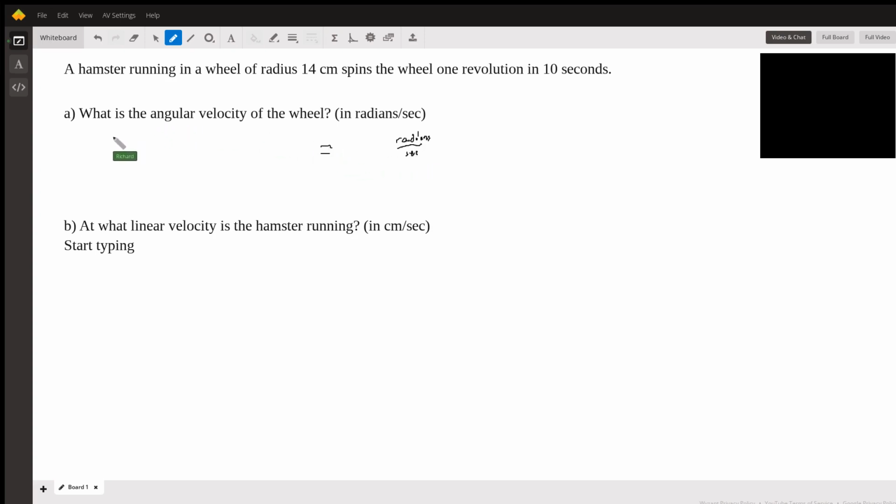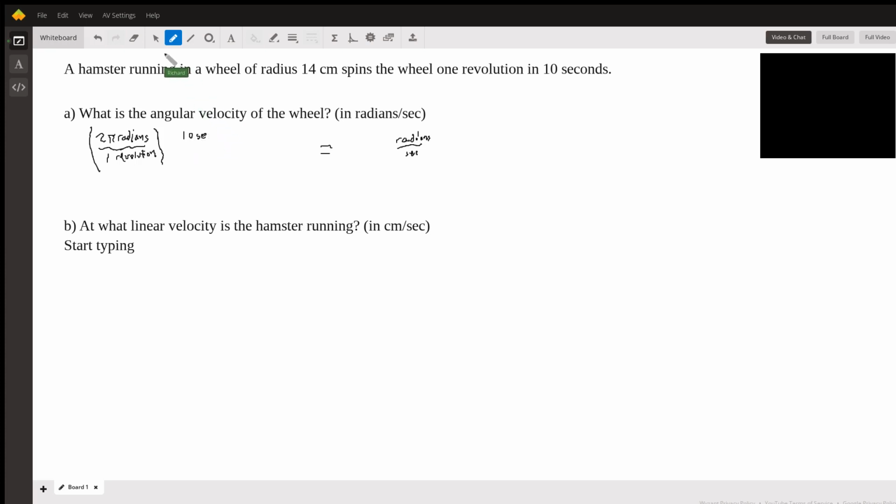And we're starting with radians. You have 2 pi radians for one revolution. And we just want to put in enough unit conversions so that we get radians over seconds. You can see we already have radians in the top, so that's a good start. And now we just need to figure out how many seconds there is in a revolution. And you can see that that's given up here. So we have 10 seconds.